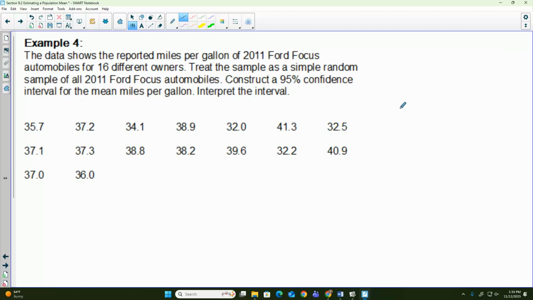I want to take a minute and do this one both ways. We're going to do it by the calculator, and then I'll also show you that we get the same answer by hand. So the data shows the reported miles per gallon of 2011 Ford Focus automobiles for 16 different owners. Treat the sample as a simple random sample of all 2011 Ford Focus automobiles. Construct a 95% confidence interval for the mean miles per gallon. So, first thing we are going to have to do. Did I give you the sample mean or any of that information? Okay, you need to enter all of this into L1.